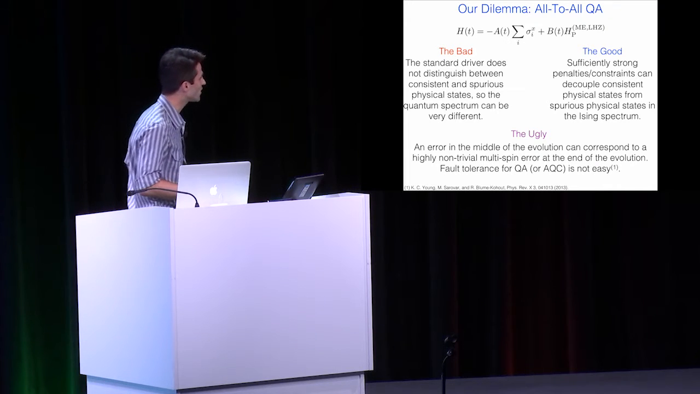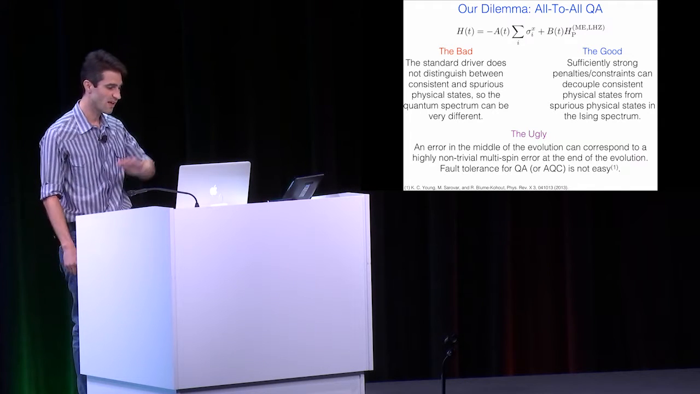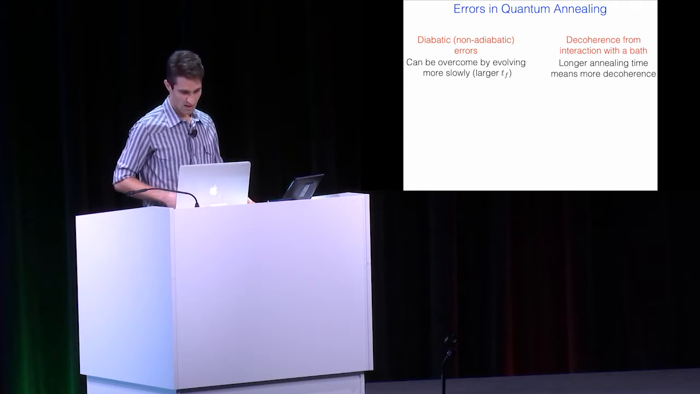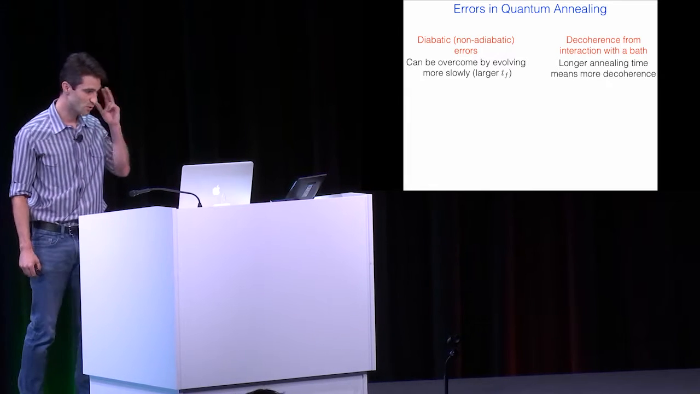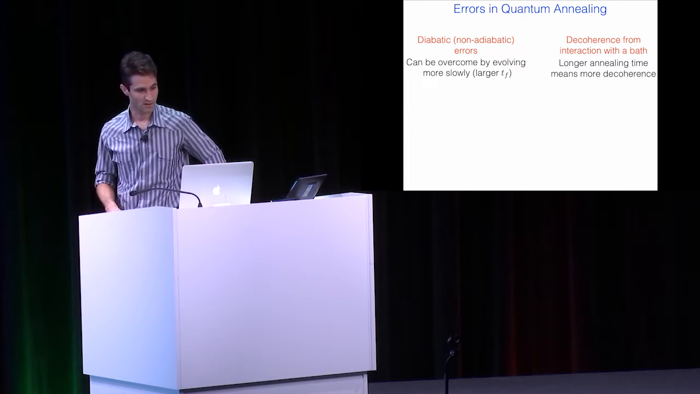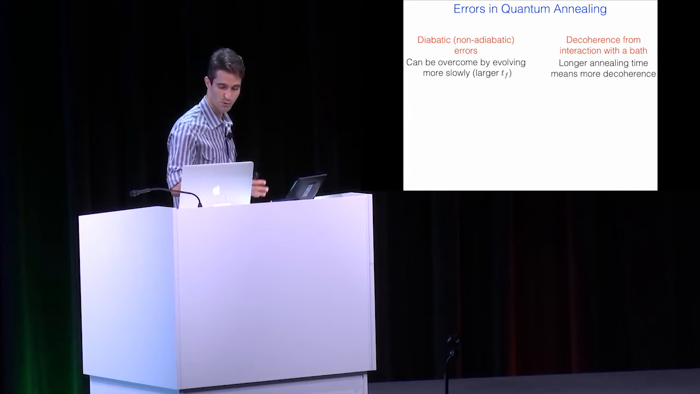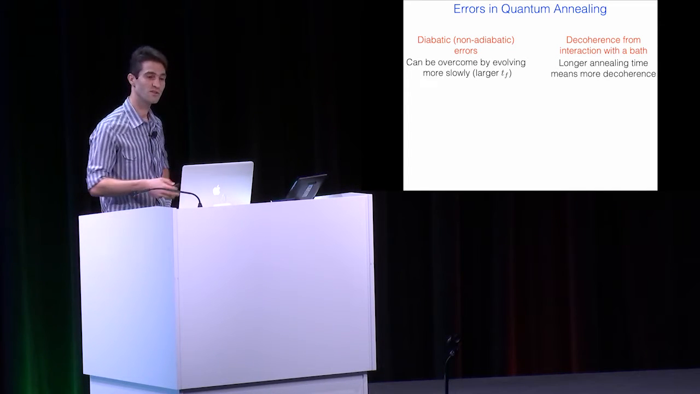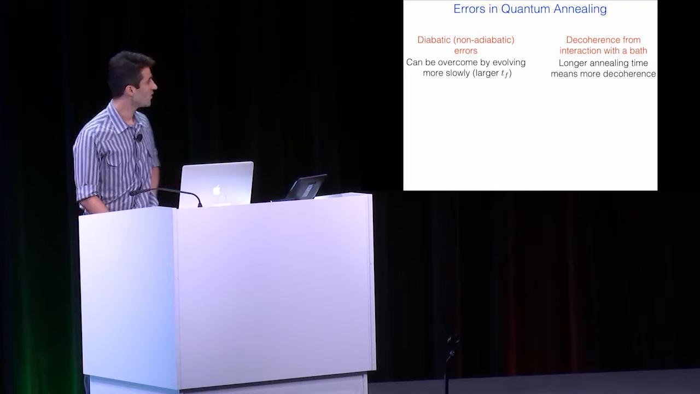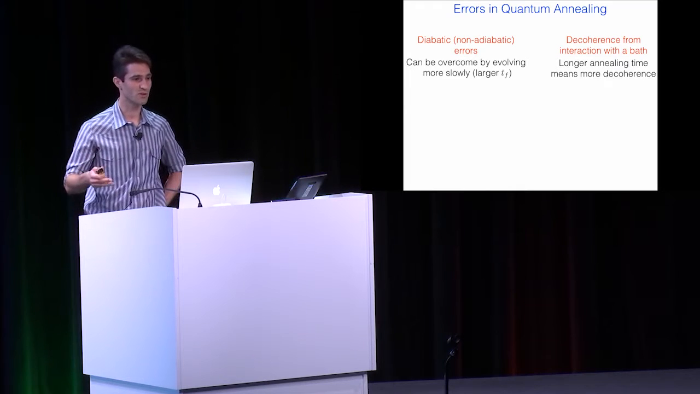I always like to cite this paper by Kevin, Mohan, and Robin, because I think they did a great job of laying out the various issues that we have with fault tolerance for AQC. What I'd like to do is come up with a model for the errors in quantum annealing that will be relevant to us. We can have diabatic errors, simply because we're evolving too quickly. This is easy to overcome, because you just need to evolve more slowly or have a larger annealing time TF. But you can also have errors because you're interacting with a thermal bath. Here, the longer your anneal is, the more time you're interacting with the bath, so there's a problem.